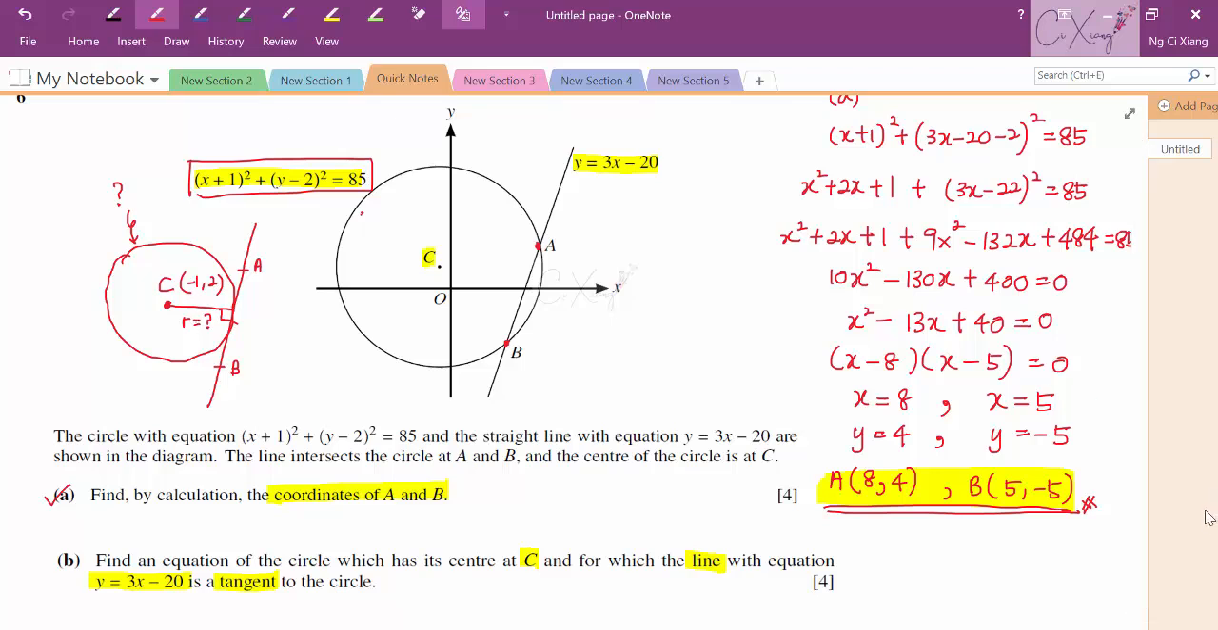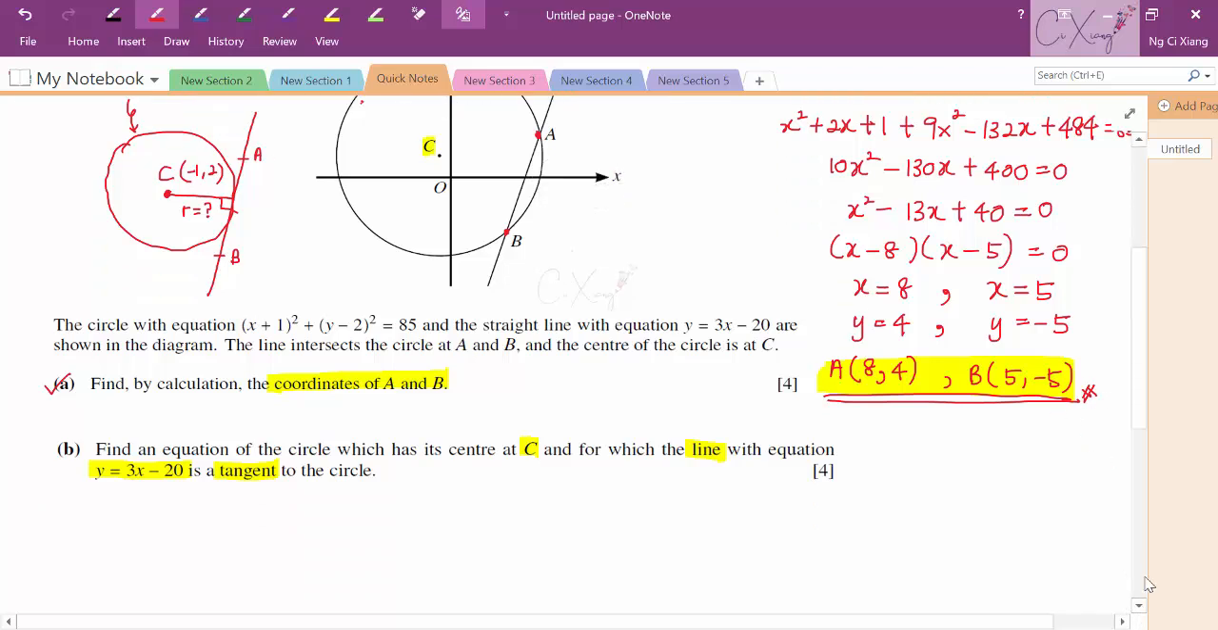All right, okay, so there are a few ways that we can calculate the radius. For me, what I can see is, for this line, this is the radius, and it is actually the perpendicular distance from the point C to the line AB. So I'm having the line AB, where it is y equals to 3x minus 20.